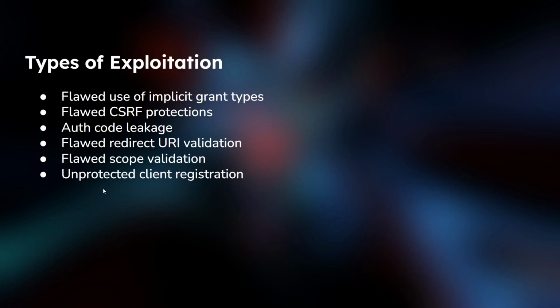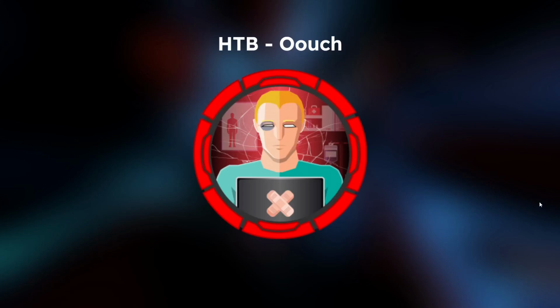And then unprotected client registration is kind of a big one. If I'm able to see your open authentication implementation to such an extent that I can register my own client application and then trick a victim into using my malicious client to authenticate using OAuth, that would be a pretty big deal. So that's another thing to keep in mind. Let's go ahead and jump through at least one of these examples in our lab, which is a Hack The Box machine called Oouch, and then we'll come back here and talk about prevention.